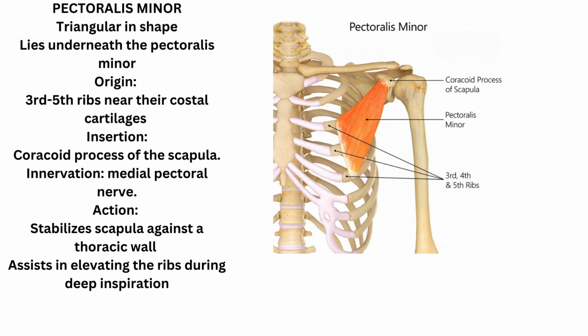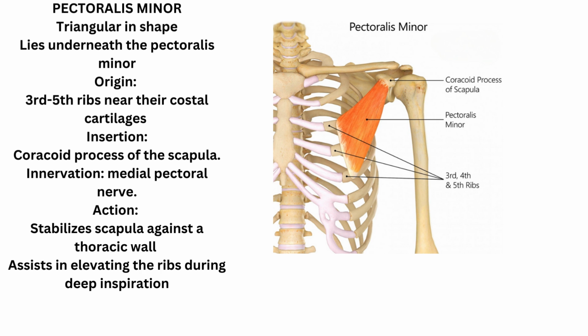Pectoralis minor lies underneath the pectoralis major, and it is triangular in shape. Its base is attached proximally to the 3rd to 5th ribs near their costal cartilages, while the apex is attached distally to the coracoid process of the scapula.